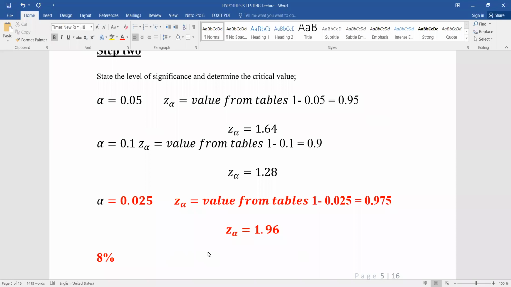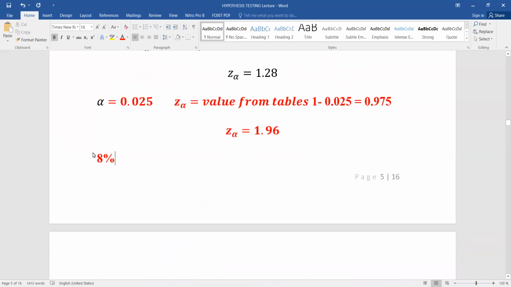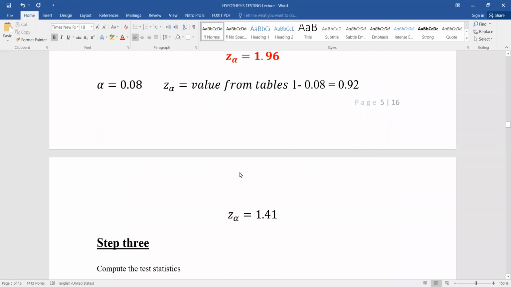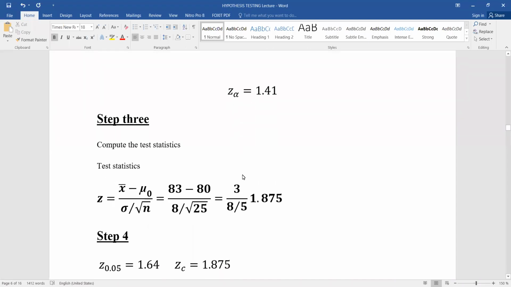One. Shida was saying 1.4. What answer do I have? 1.41. 1.41 is the correct answer. Mashtula, just add 1. 1.41 is the correct answer. So we go to step number 3.